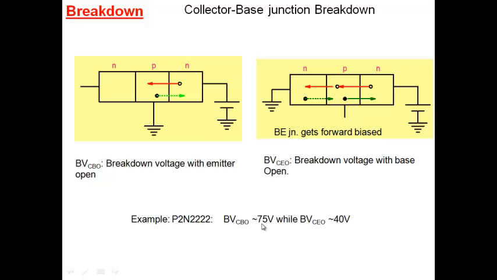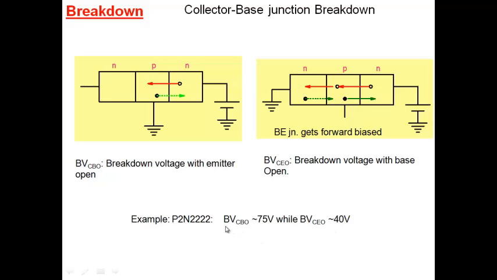Another parameter that the manufacturer sometimes quotes is where the emitter is grounded and the base is open, and obviously we call this breakdown BVCEO. So it's the breakdown voltage between collector and emitter with the base open. That's another breakdown voltage that is quoted here. This breakdown voltage for the transistor is 40 volts, which is usually lower as compared to this one.